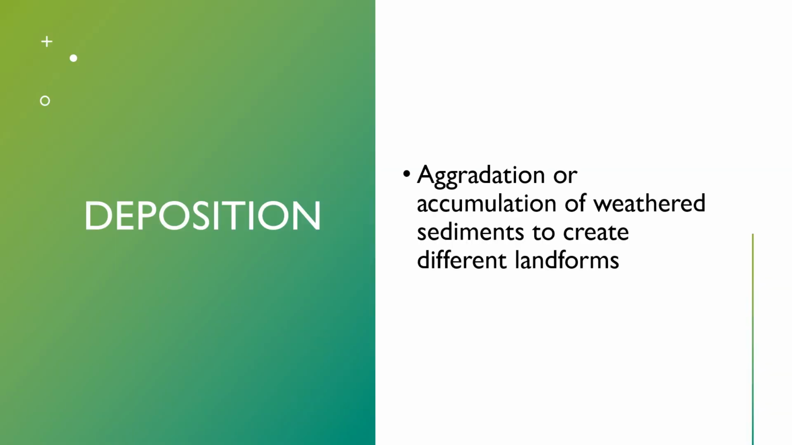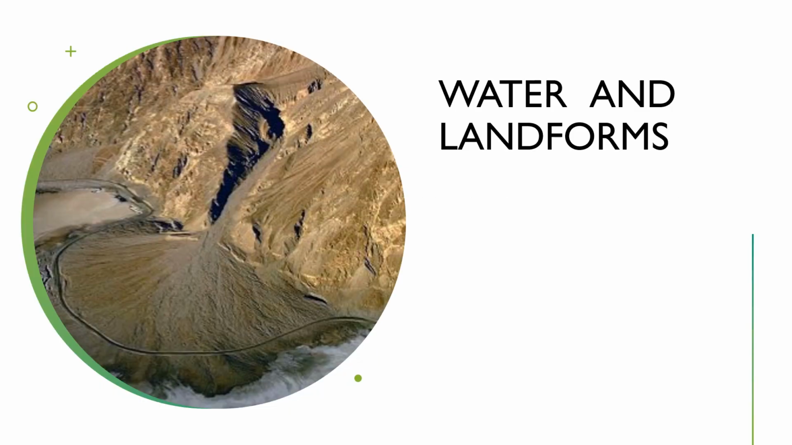Now we move on to deposition. So, the processes of weathering, mass wasting, erosion, and deposition are responsible for the continued reshaping of the Earth's surface. The agents of erosion are also called agents of deposition. And deposition is the aggregation or accumulation of weathered sediments to create different landforms. Now, first we have water and how it forms landforms.